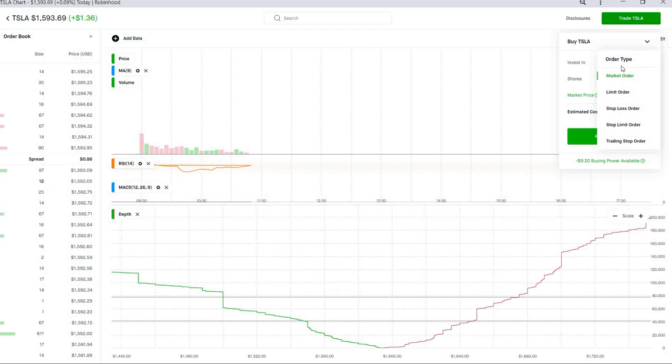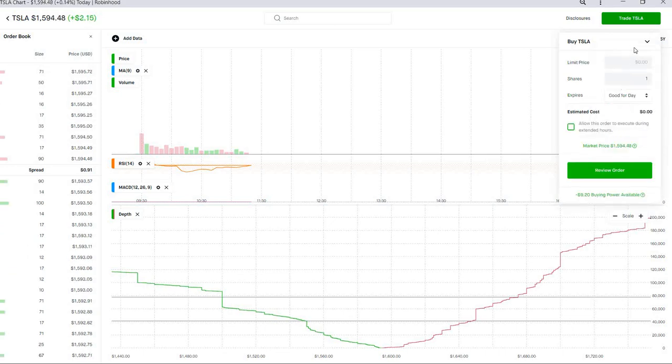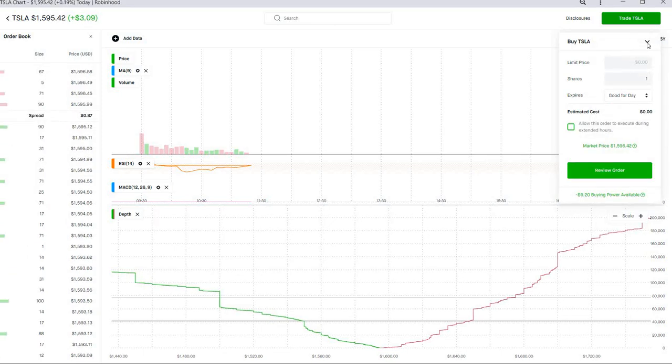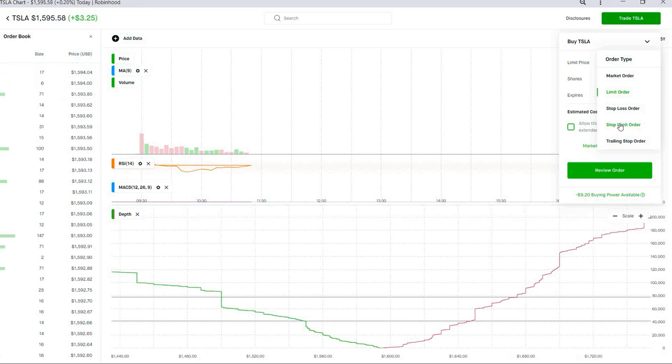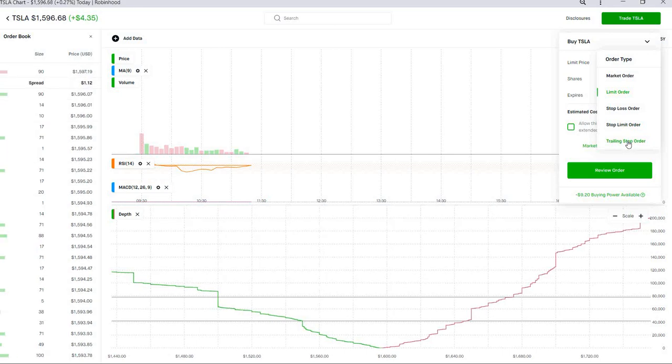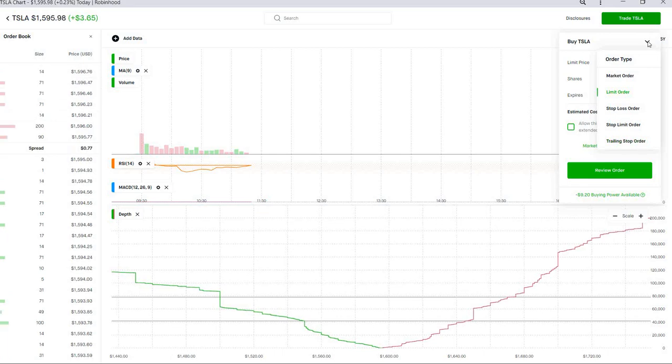and then here's your different order types. Market order, execute immediately at the best available price. Limit order is the least amount you're willing to pay. Then they have a stop loss order, stop limit order, and then a trailing stop order, which I don't really know much about, but I know that WEBULL does not have a trailing stop order.